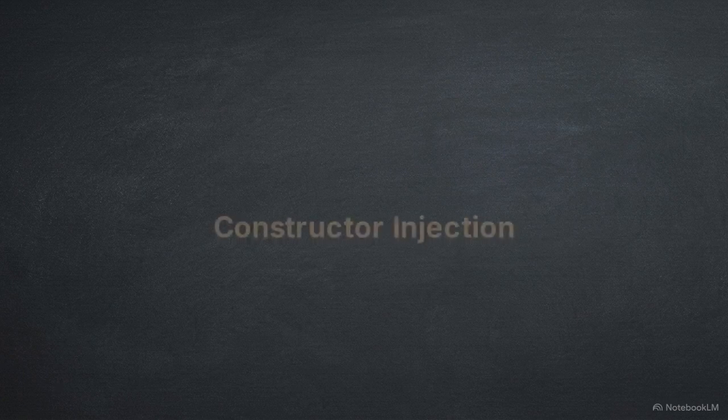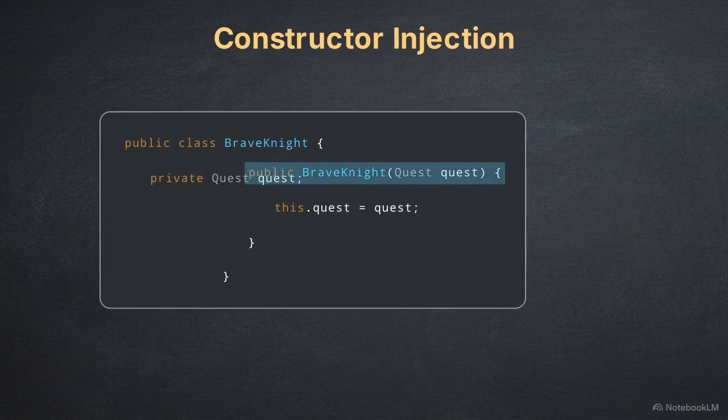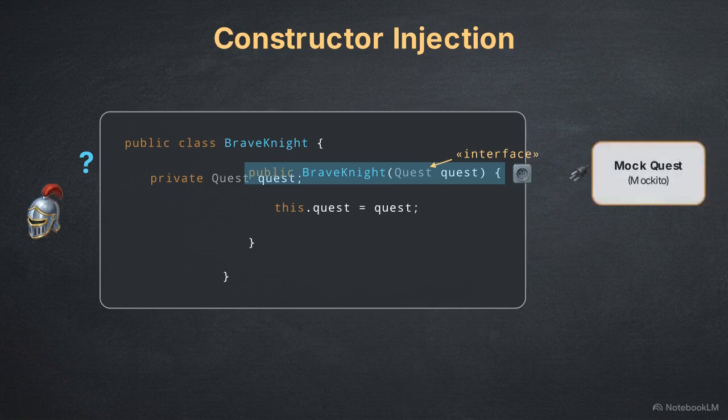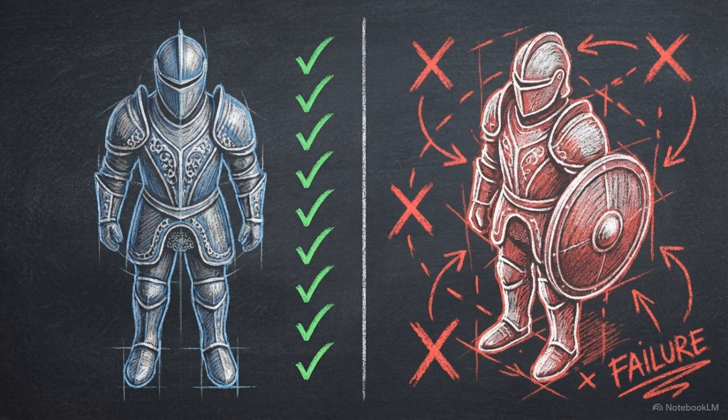Constructor injection offers a mechanical solution. This is the updated Java code for a Brave Knight class. Instead of creating its own quest, the constructor requires an abstract quest interface as a parameter. By requiring an interface via the constructor, we remove the object's knowledge of the specific implementation it will use. The knight does not know where the quest comes from or how it operates. This structure allows a developer to safely inject a mock quest using a framework like Mockito during testing. Mockito is a tool that generates dummy objects to simulate the behavior of real dependencies. We can verify the Brave Knight's logic perfectly in isolation, whereas the damsel rescuing knight remains a black box.